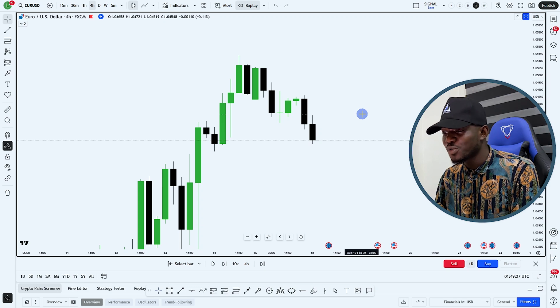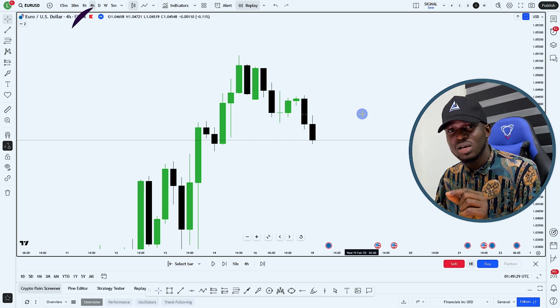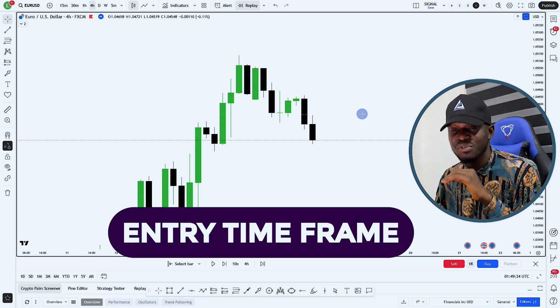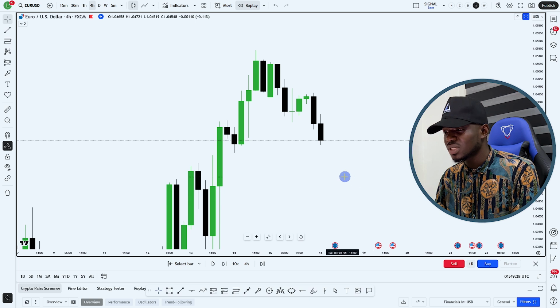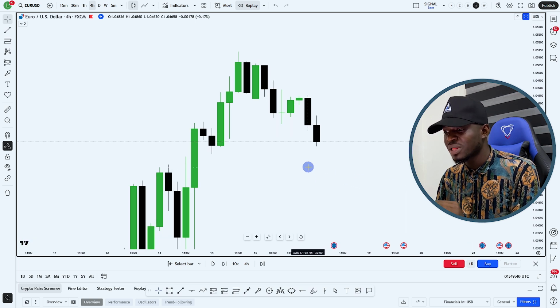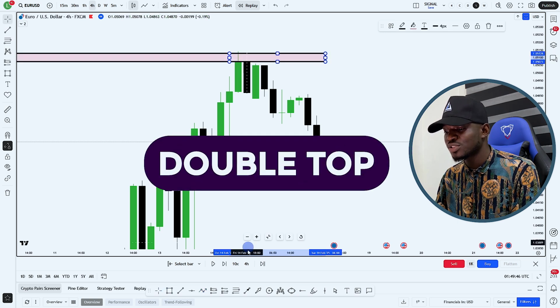Looking at the chart of EURUSD, I'm going to use 4 hours for directional time frame and 5 minutes for entry time frame. On the 4 hours time frame of EURUSD, if you look at the chart right now, you agree with me that the sellers are the ones in charge of the market. Why? Because the price action created a double top around the zone here.